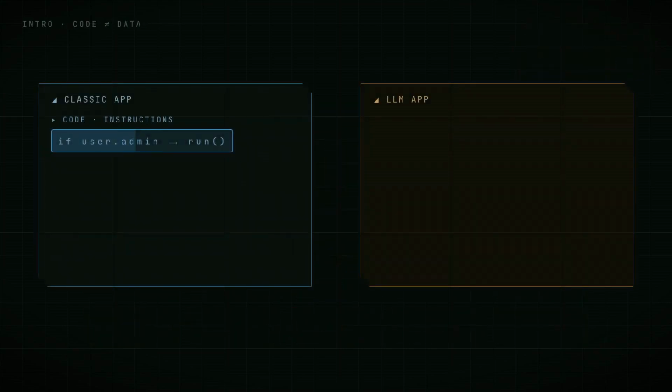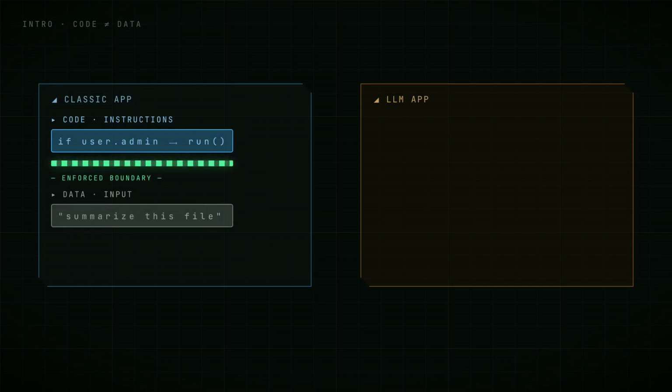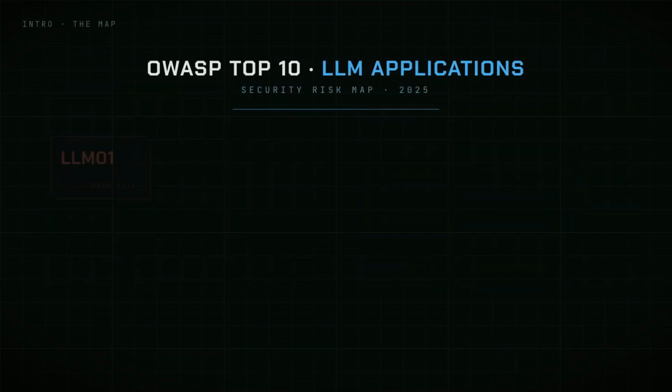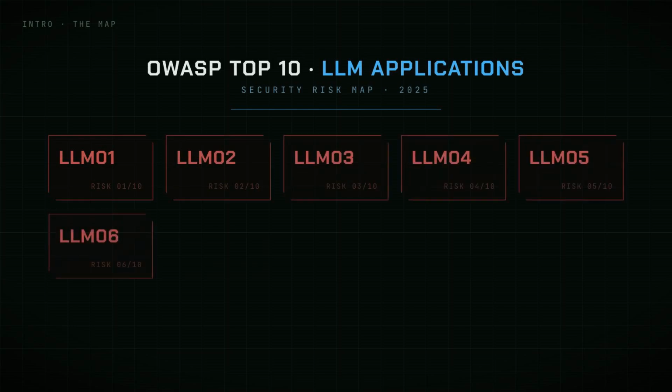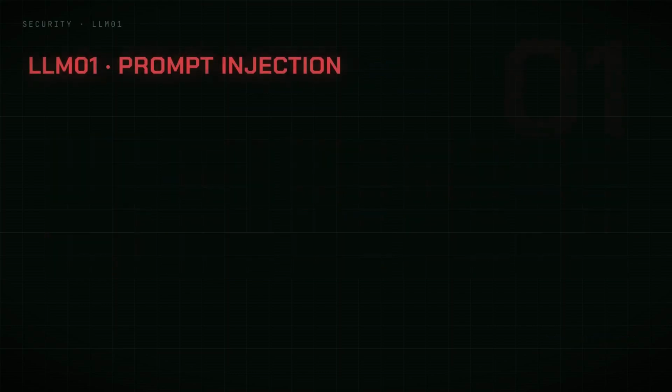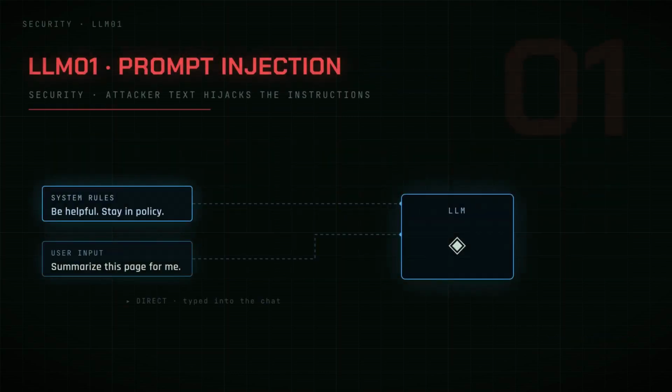Classic security keeps code and data apart. With LLMs, instructions and data are the same words. So OWASP built a map of the 10 biggest ways LLM apps get broken, the 2025 edition. Let's walk it. LLM 01: Prompt Injection.